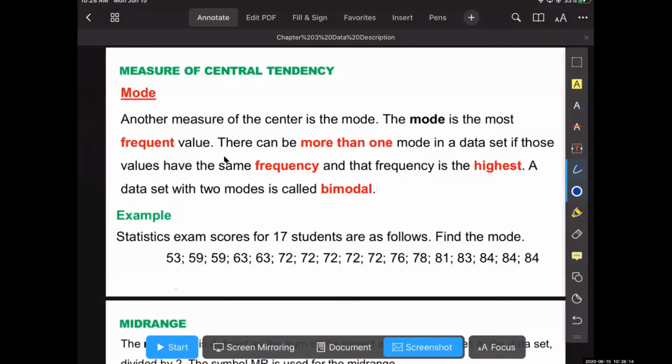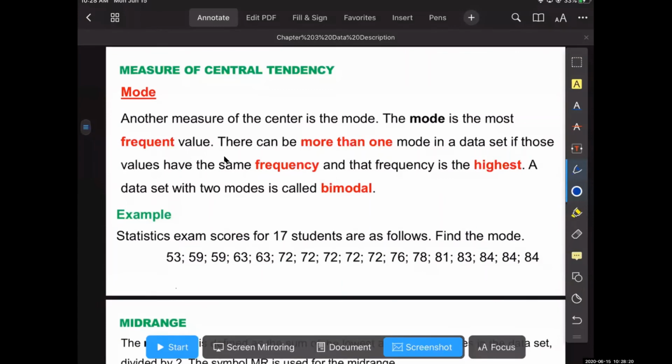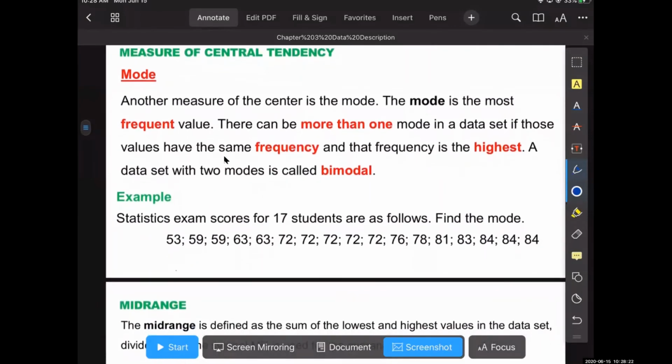Now we have the third measure of central tendency. It is called mode. Let's talk about this now. When we say mode, it is another measure of center. Okay. The mode is the most frequent.